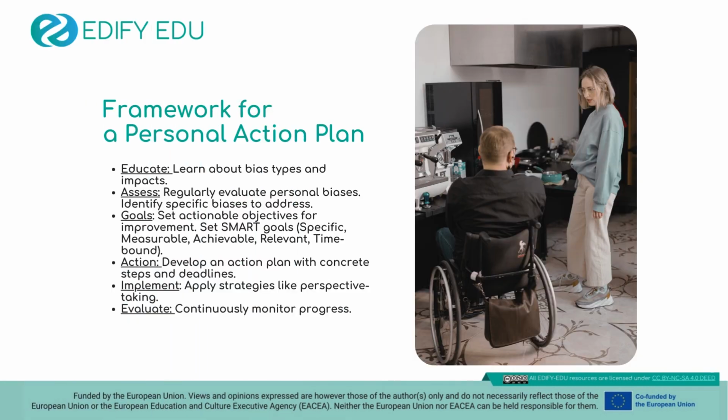Developing an action plan to address personal biases involves several key steps. Begin by educating yourself on the different types of biases and their impacts. Regularly assess your biases using tools like the implicit association test to identify specific areas for improvement. Set actionable objectives using the SMART framework, ensuring your goals are specific, measurable, achievable, relevant, and time-bound.